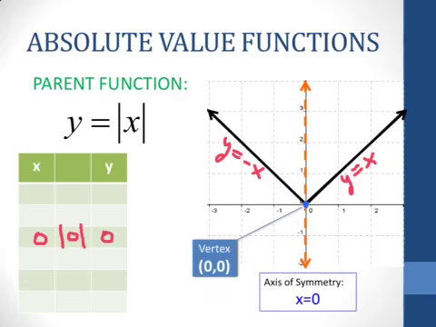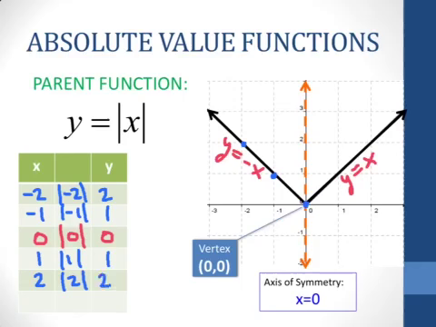If you plug in negative 1, you're going to get the absolute value of negative 1, which is positive 1, so negative 1, 1. Plug in negative 2, the absolute value of negative 2 is positive 2. And then when you start plugging in positive values, you always get that positive value back. So you can see that we go up by a slope of 1 on the right and up by a slope of negative 1 on the left.